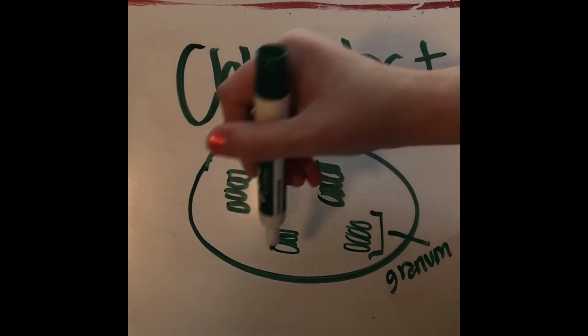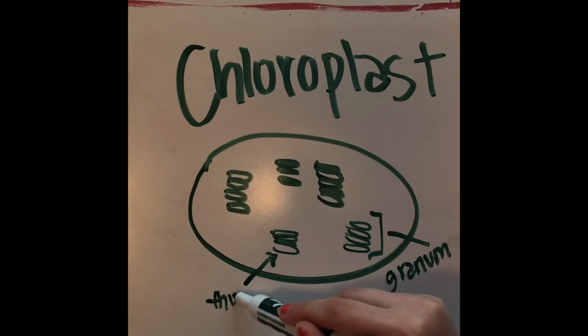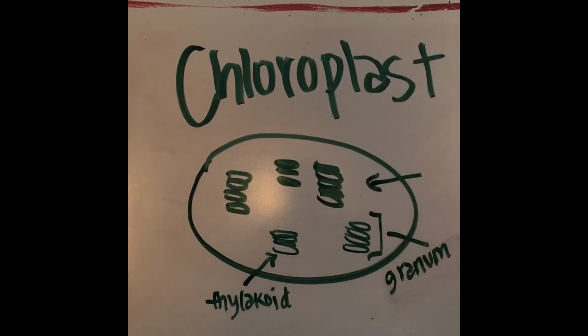They function in the light reaction during photosynthesis. Stroma is the fluid inside the chloroplast. It is involved in the synthesis of organic molecules using carbon dioxide and water.